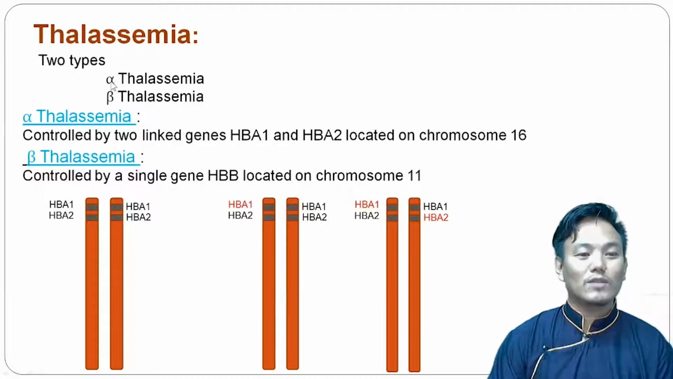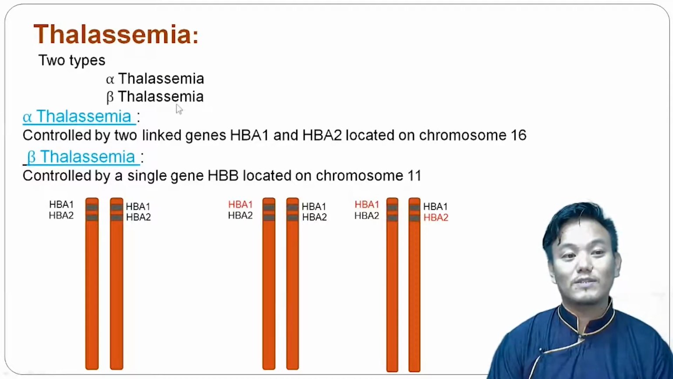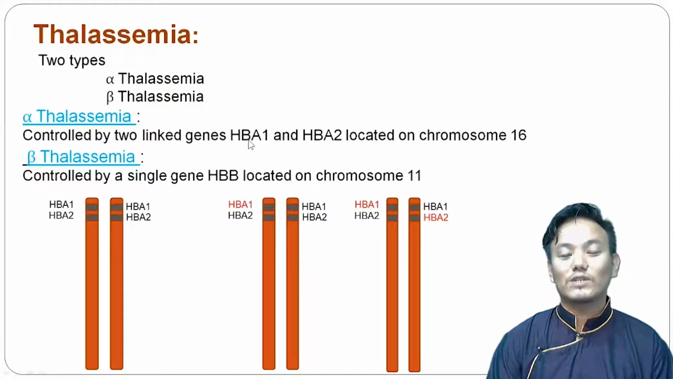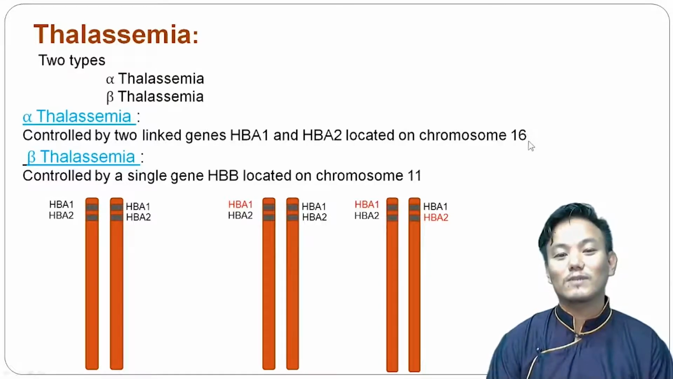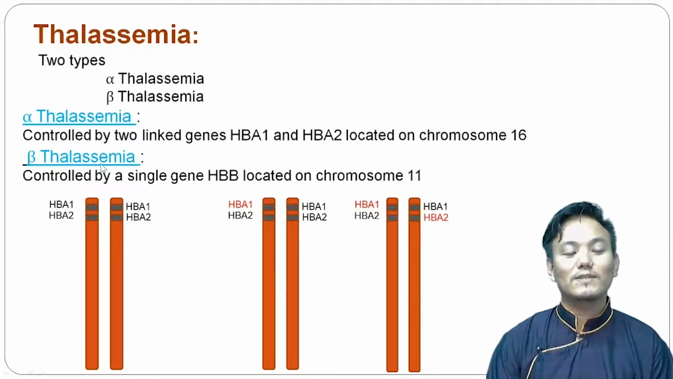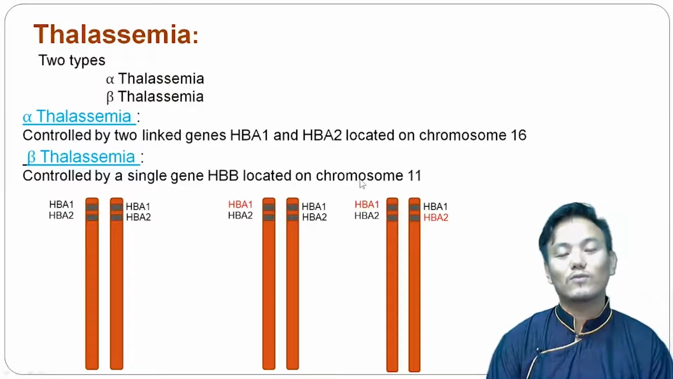Thalassemia is of 2 types, alpha thalassemia and beta thalassemia. Alpha thalassemia is controlled by 2 genes which are tightly linked on chromosome number 16, that is HBA1 and HBA2. Whereas beta thalassemia is controlled by only 1 gene, that is HBB, and that gene is located on chromosome number 11. So you can see that the alpha thalassemia genes are located on chromosome number 16 and the beta thalassemia gene is located on chromosome number 11.